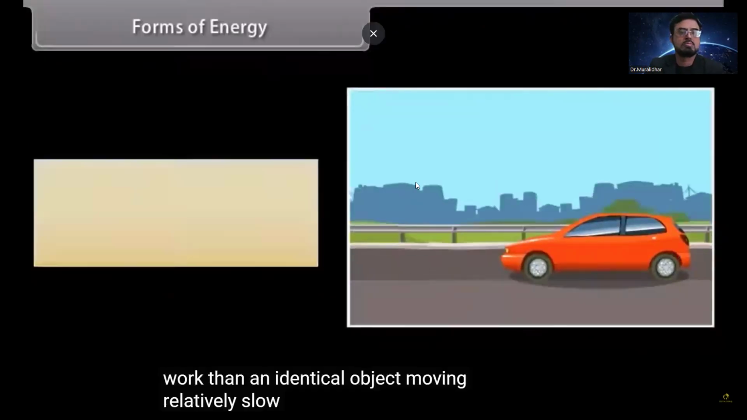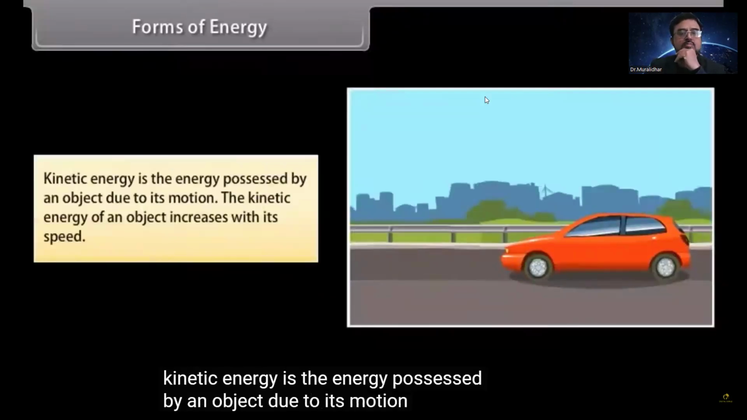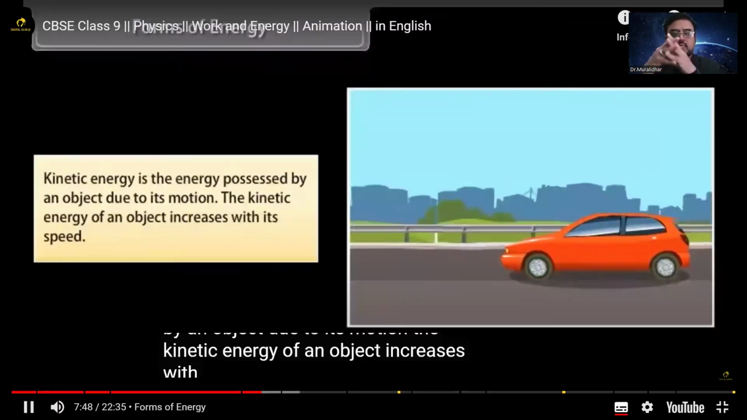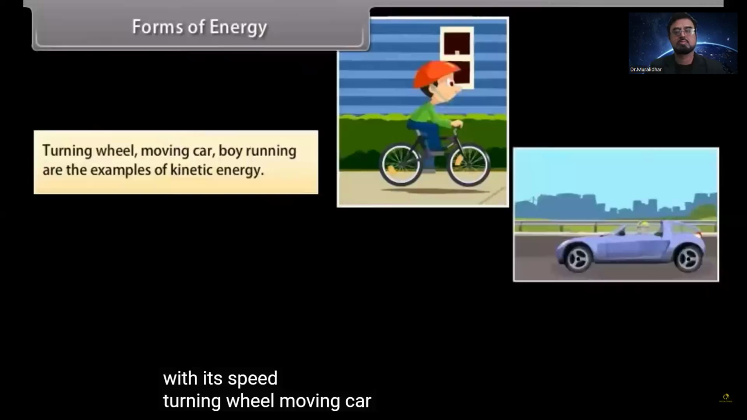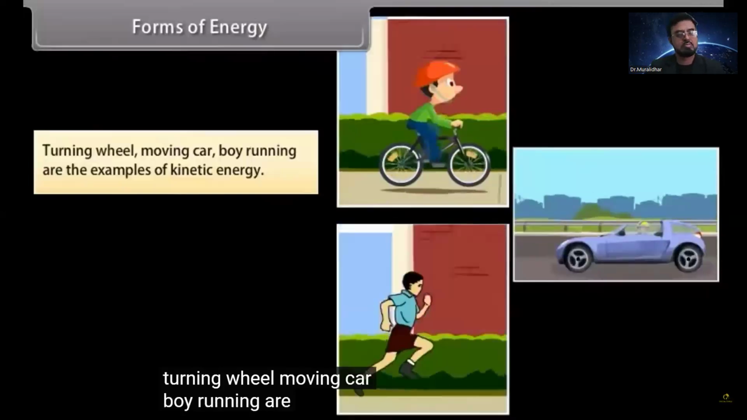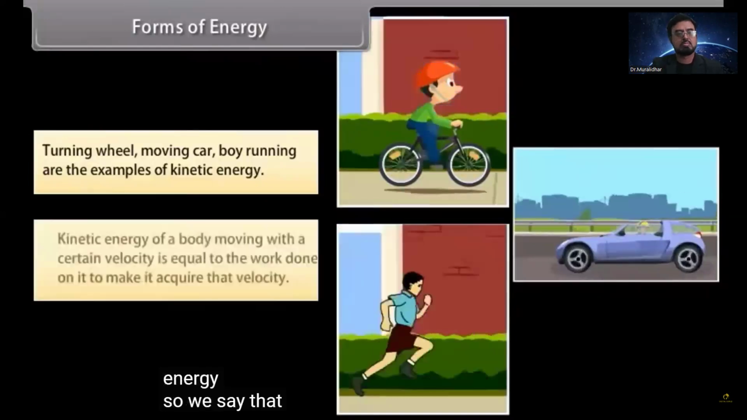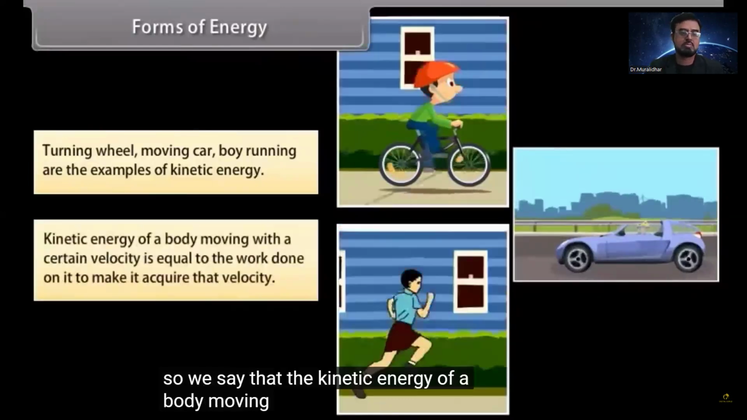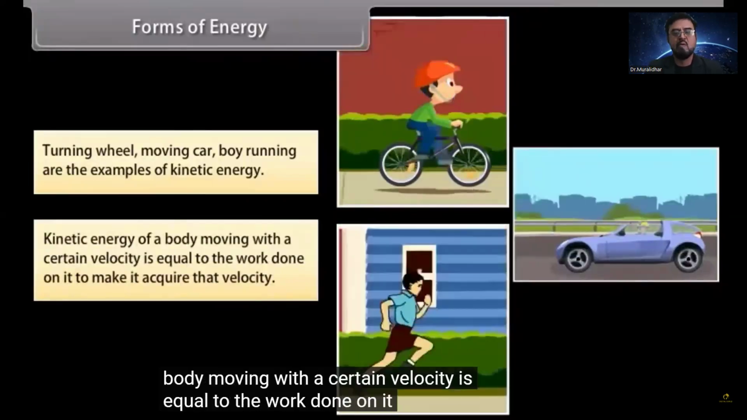Kinetic energy is the energy possessed by an object due to its motion. The kinetic energy of an object increases with its speed. Turning wheel, moving car, boy running are examples of kinetic energy. So we say that the kinetic energy of a body moving with a certain velocity is equal to the work done on it to make it acquire that velocity.